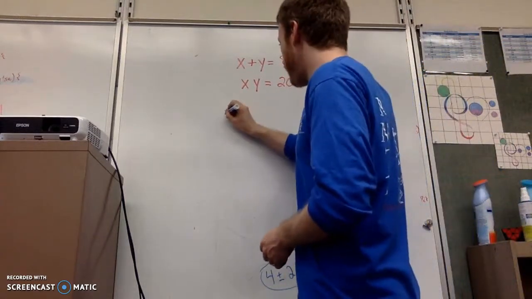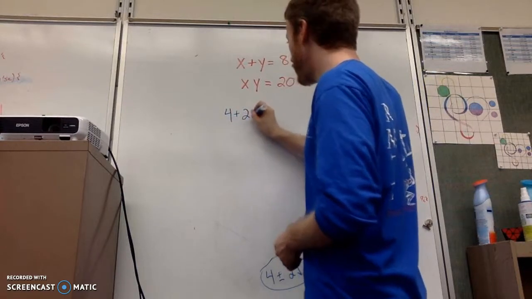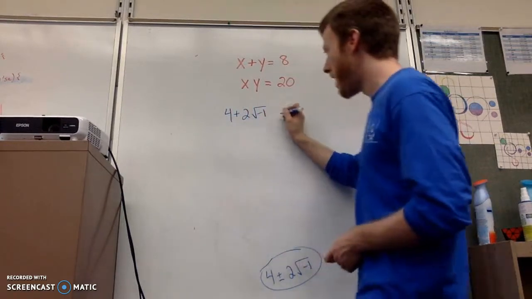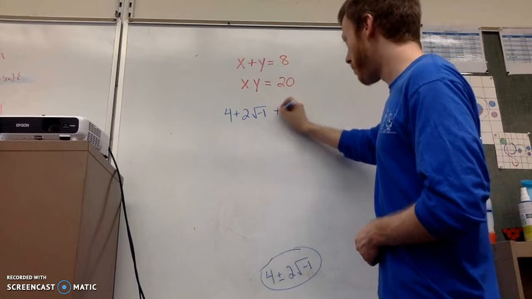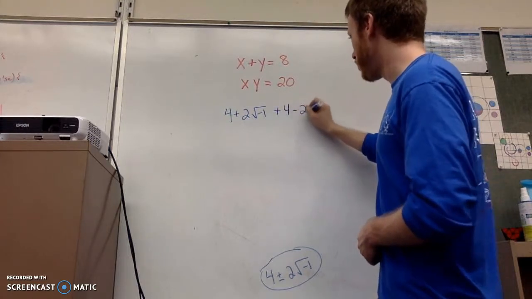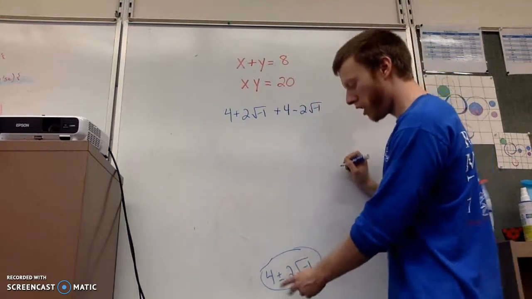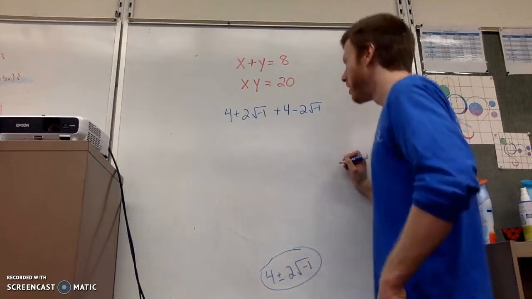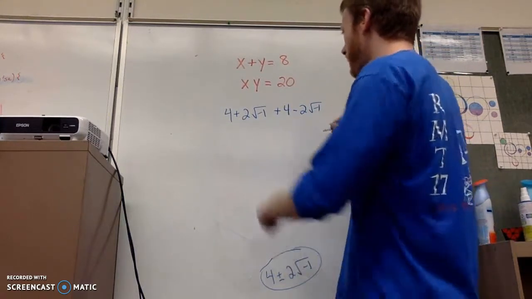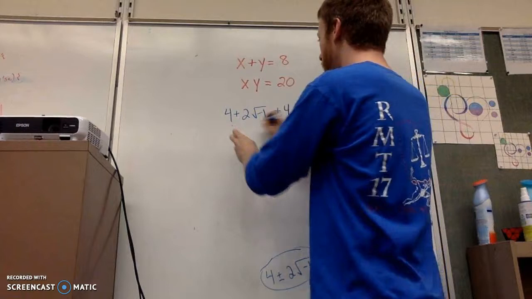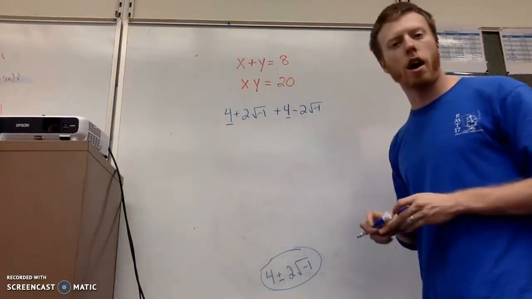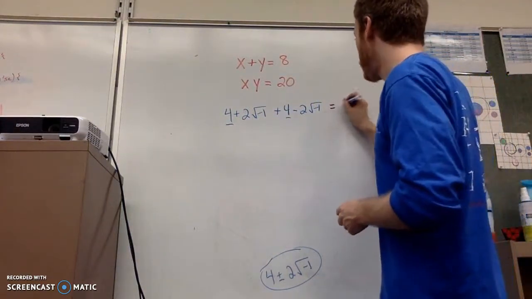Okay? So if I have 4 plus 2 square root of negative 1, and I add to it 4 minus 2 square root of negative 1. Remember, these are our two things here, right? Well, what should that give us? Well, I see 4 plus 4. These are common things, right? This is going to be 8.